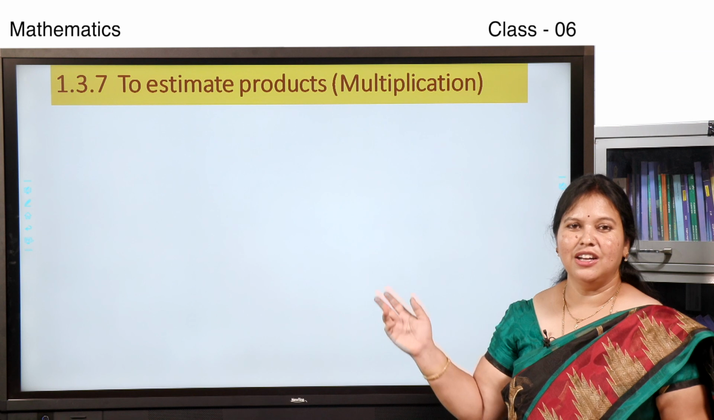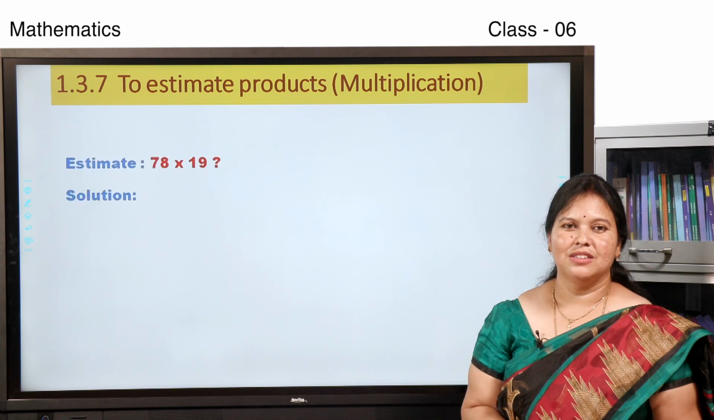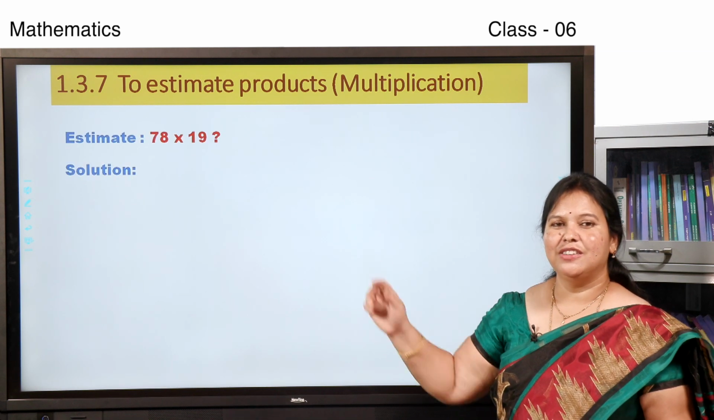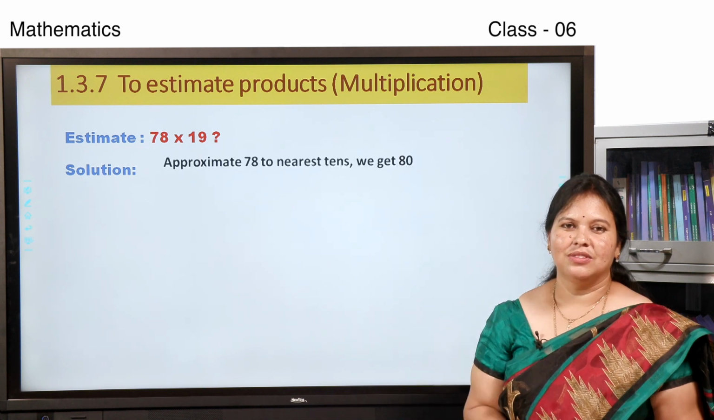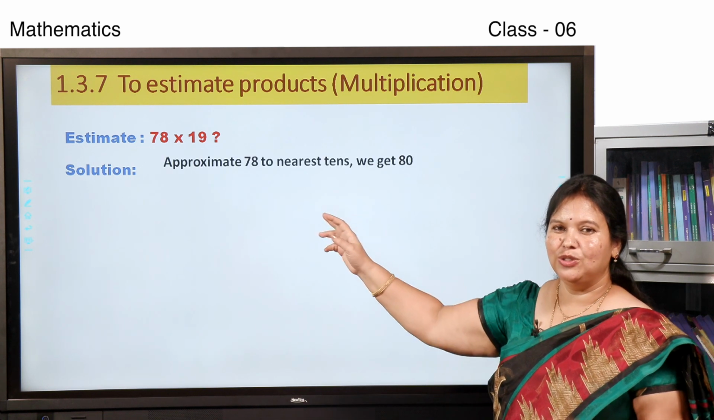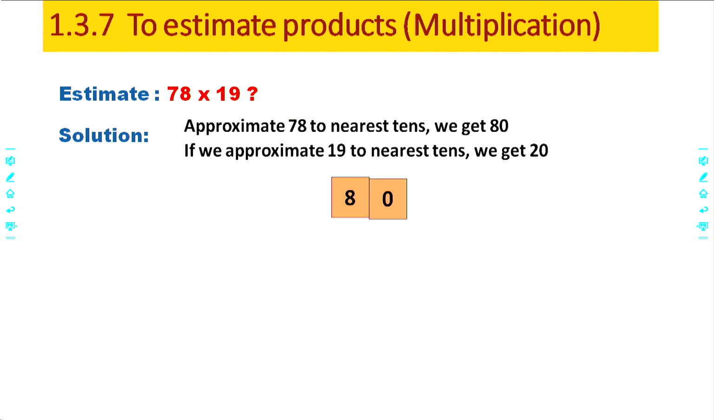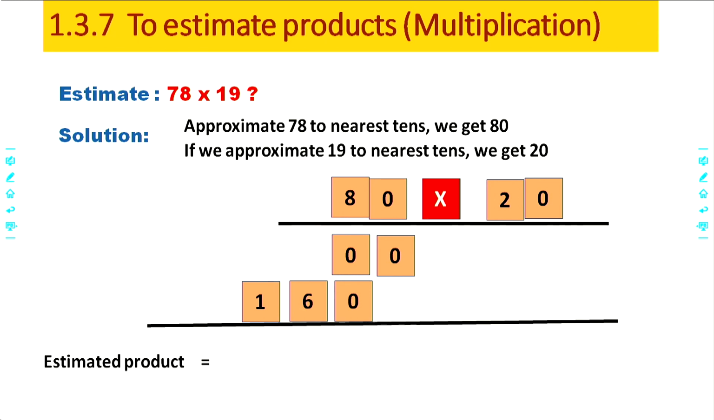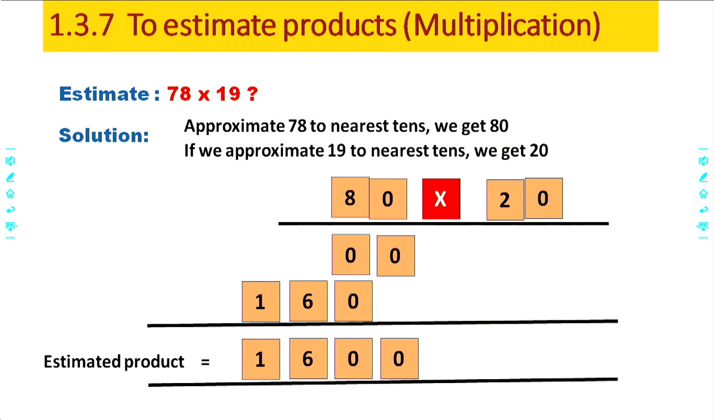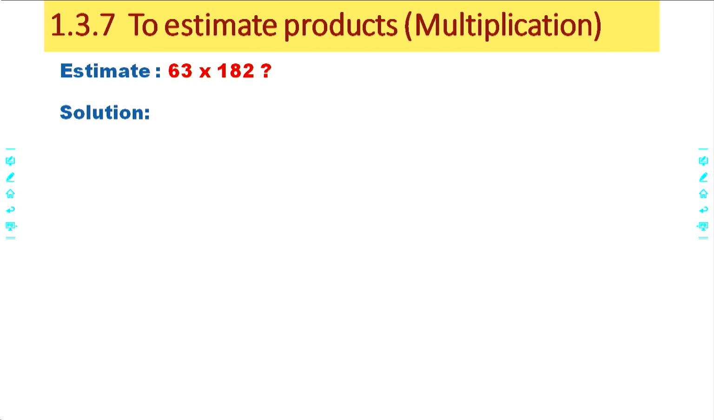Now, let us learn how to estimate products. Let us take an example. 78 into 19. Approximating 78 to the nearest tens, we get 80. In the same way, if we approximate 19 to the nearest tens, we get 20. So, 80 into 20, you know how to multiply it. The estimated product is 1,600.